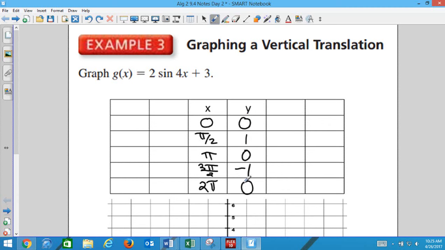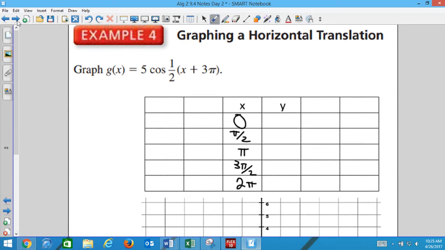0, 1, 0, negative 1, 0, 1, 0, negative 1, 0. It starts with 0. What does cosine always start with? Cosine starts with 1. 1, 0, negative 1, 0, 1, 0, negative 1, 0. Fill all those in.